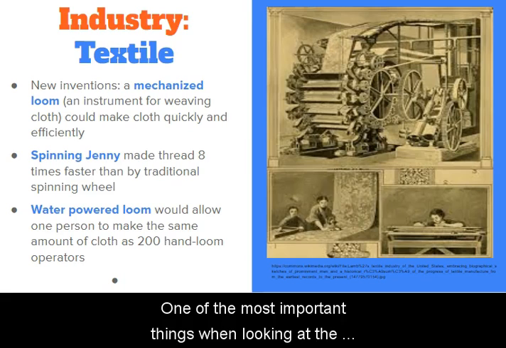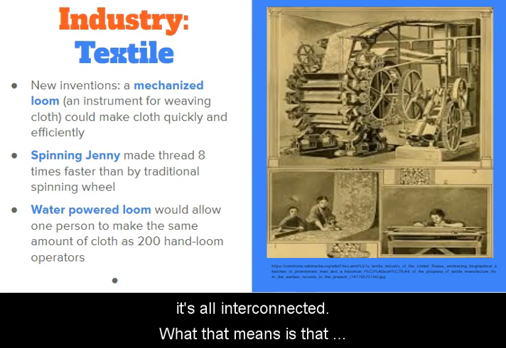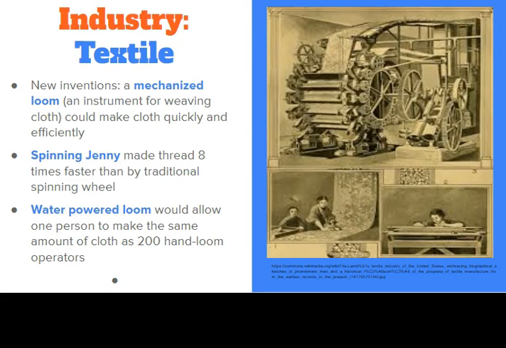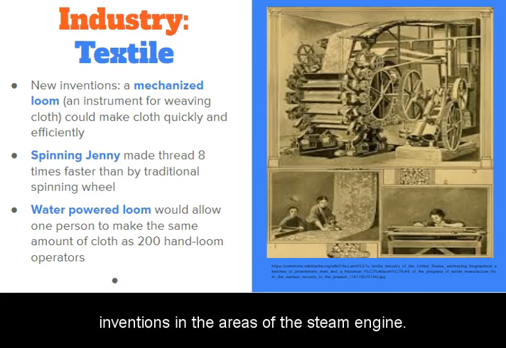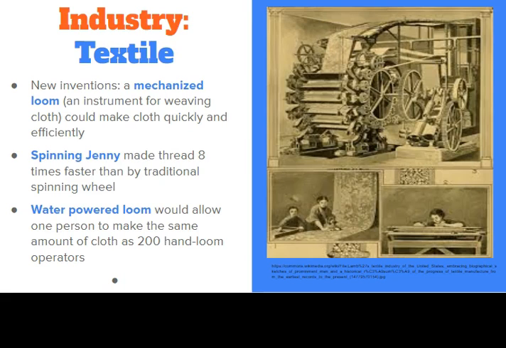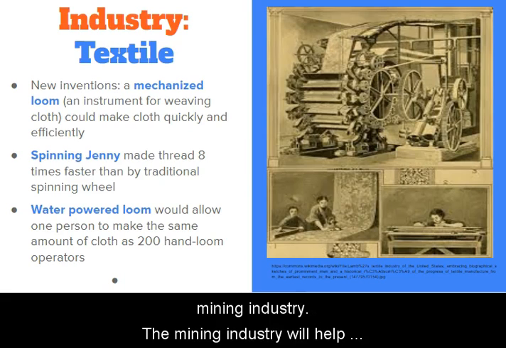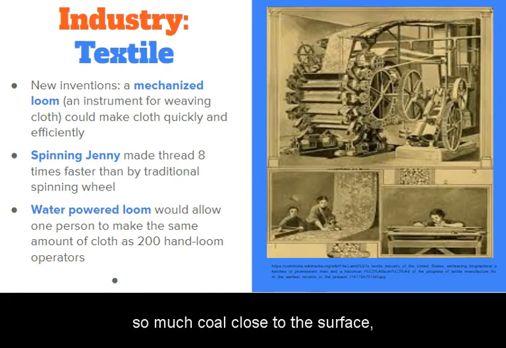One of the most important things when looking at the big picture of the Industrial Revolution is to realize that it's all interconnected. What that means is that changes in certain industries are going to encourage, influence, or demand changes elsewhere. Industry needs for more efficient power to run looms will force or encourage improvements and inventions in the areas of the steam engine. The invention and use of the steam engine will drive the mining industry. The mining industry will help Britain become a major economic player since it had so much coal close to the surface, making it easier to mine.